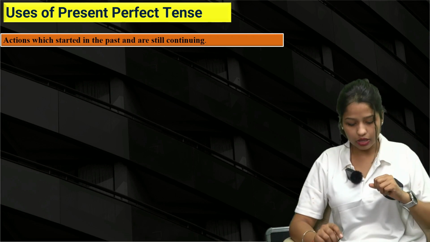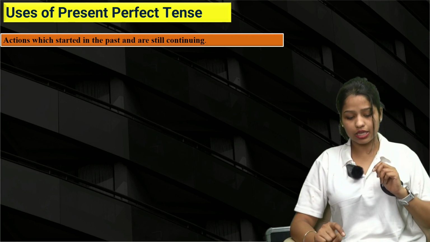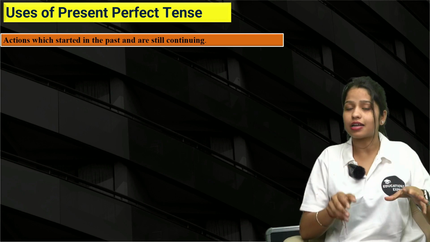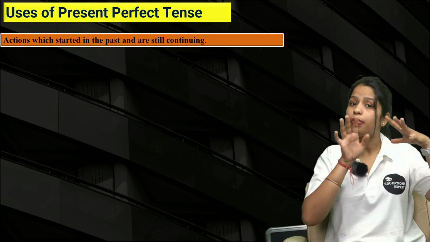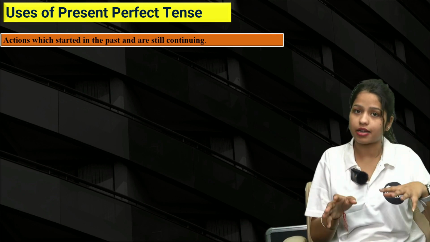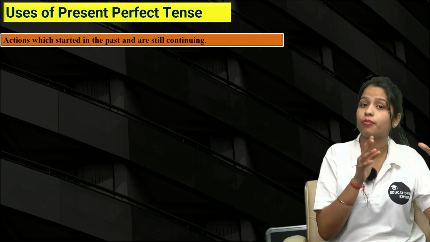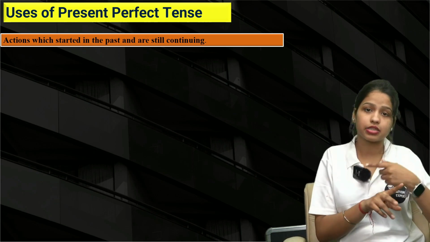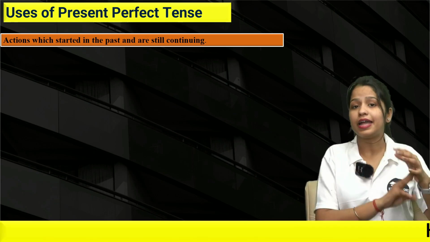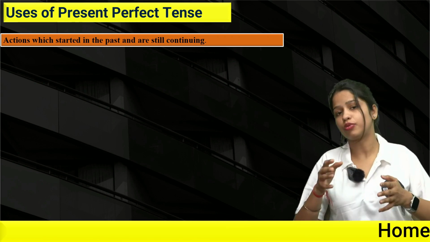For example, if I tell you that I started the tenses series in the past, and we have completed two types of tenses, which are present indefinite and present continuous, and now I'm teaching you present perfect tense.